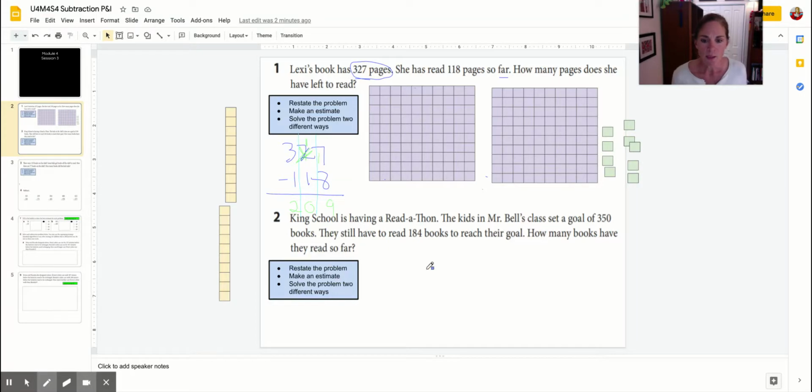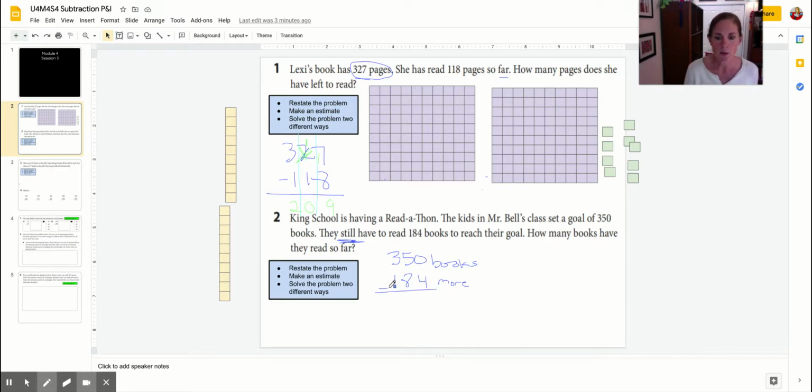So I'm thinking, restate the problem. Okay, there's some kids, they want to read 350 books. And they've read 184. No, they haven't read it. See, Miss Carr needs to read more closely. They still have to read 184 books. So how many have they read? So this is how many more books there are. 184. They still have more. How many books have they read so far?